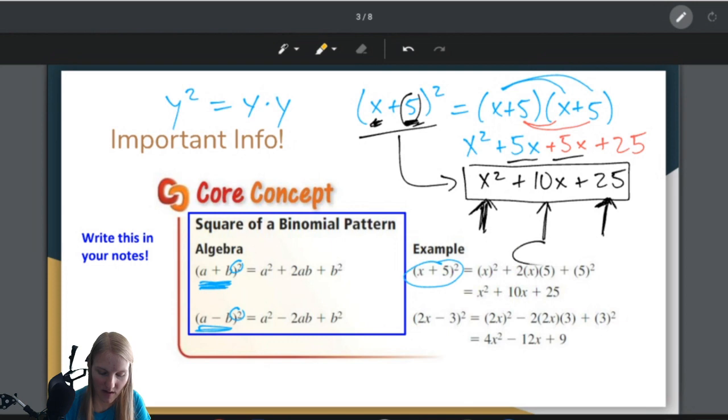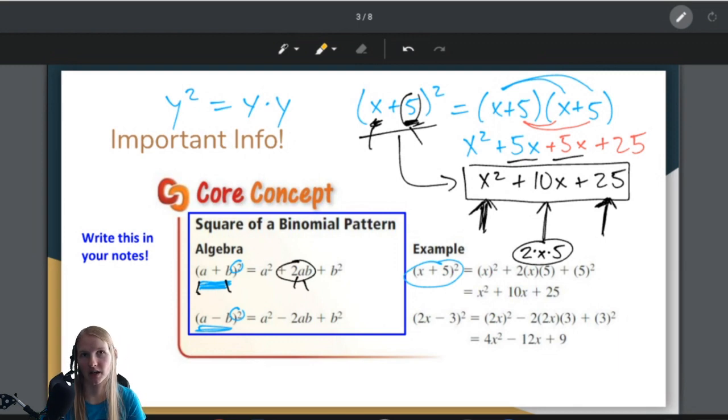And the way we get the middle term is a little bit weird. You have to multiply 2 times x times 5. And that's exactly what this says right here, is that we're going to take 2 times whatever the first thing was, times whatever the second thing was. So here the first thing was a, and the second thing was b, so we have 2 times a times b. Here it was x and 5, so we have 2 times x times 5, which simplifies to 10x.